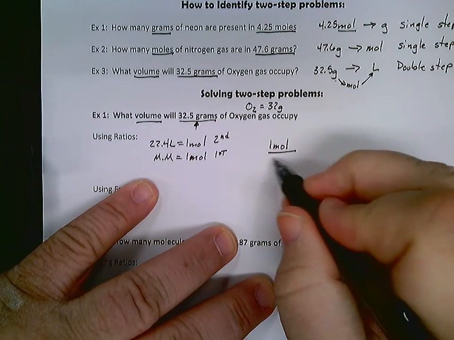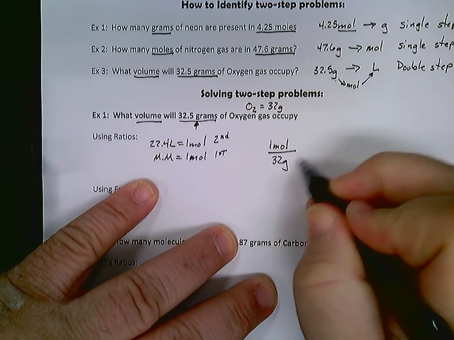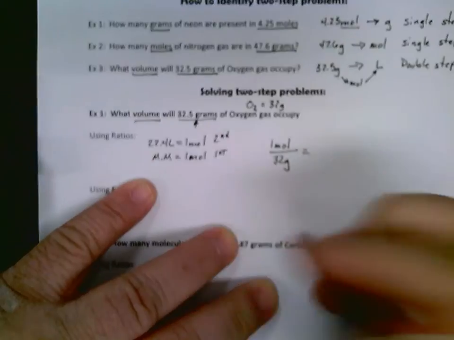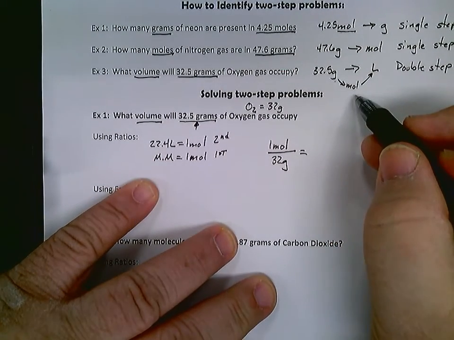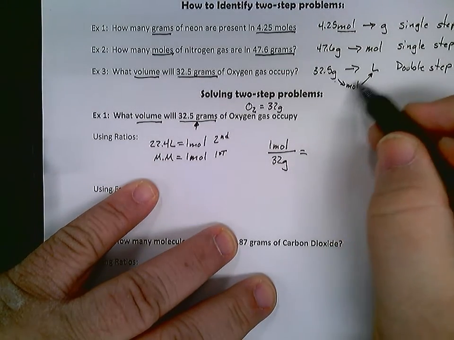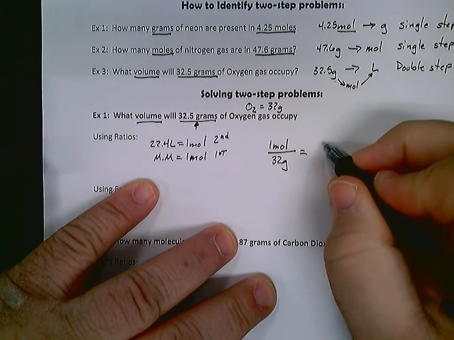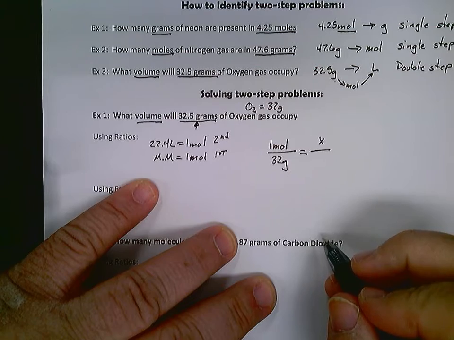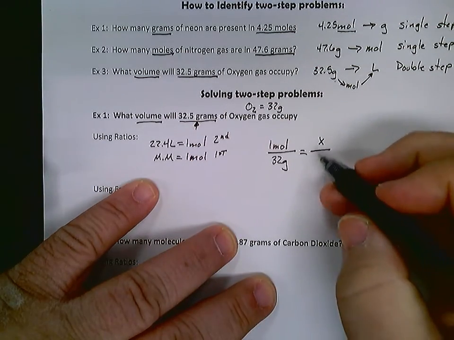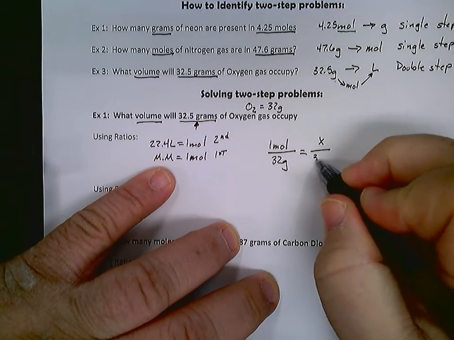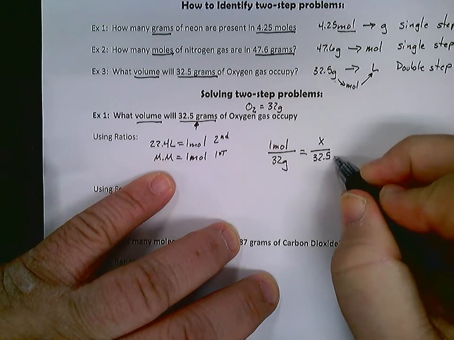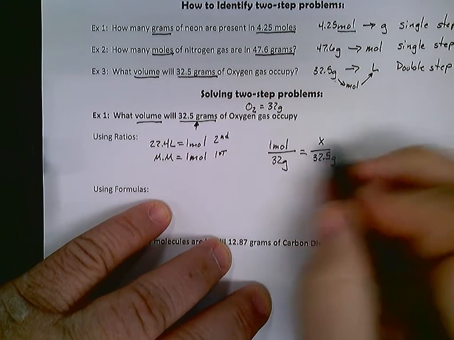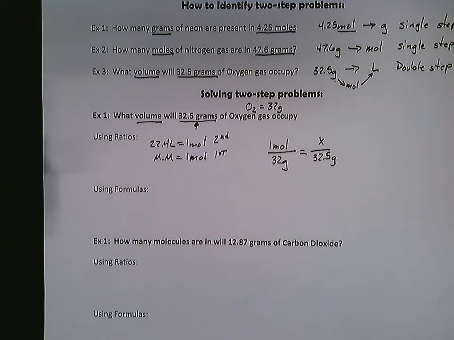1 mole is to 32 grams, okay? As well, we have to convert to the moles. Remember how we showed you, we go from grams to moles? That means we don't know what the number of moles is, but we do know that we have 32.5 grams. All right, so what we're going to do is take this and solve it for x.